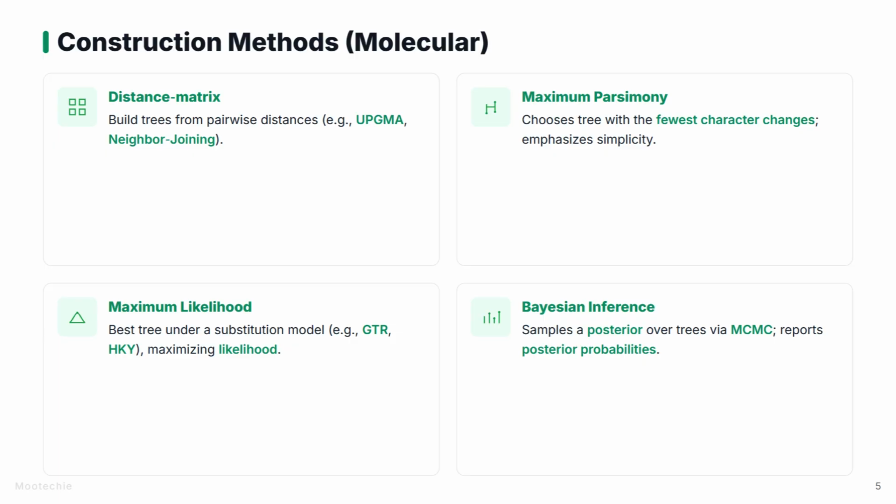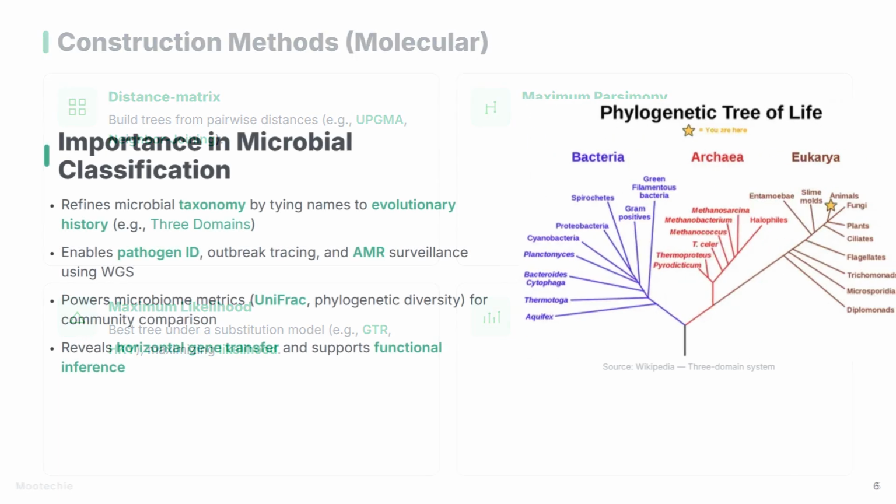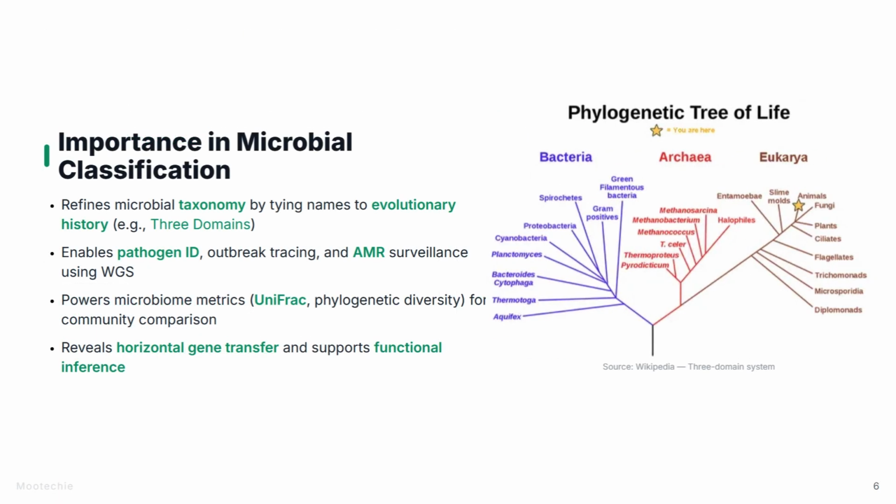Why does this matter for microbes? Let's cover importance in microbial classification. It refines microbial taxonomy by tying names directly to evolutionary history as seen in the three-domain system. This means our classification system reflects true biological relationships and not just superficial similarities. Phylogenetic trees enable pathogen identification, outbreak tracing, and antimicrobial resistance surveillance using whole genome sequencing.